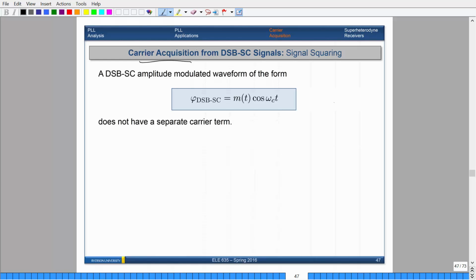So if you recall, a double sideband suppressed carrier modulated signal is simply taking your message and multiplying by cos. We already know that, okay? And when you take a look at the frequency spectrum, we notice that there is no carrier term. That is suppressed. So you actually do not see the carrier in the transform.